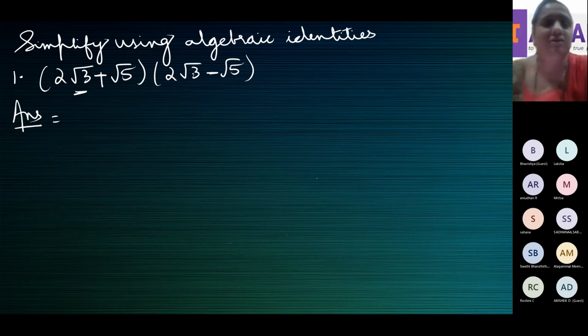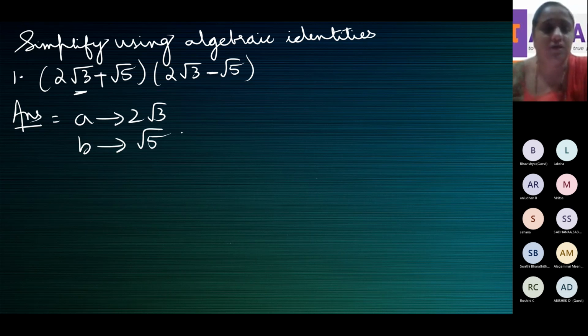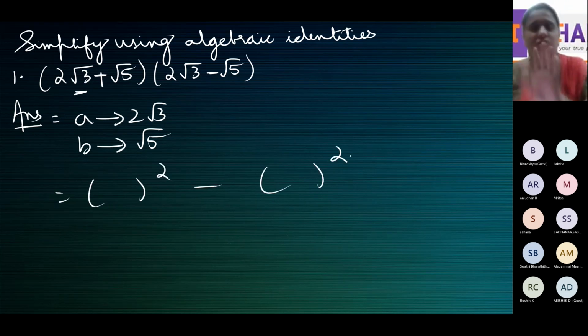See, the given expression is of the form a plus b into a minus b, where a is 2 root 3 and b is root 5. So the question is like a plus b into a minus b, and the answer is a square minus b square. This is the answer.